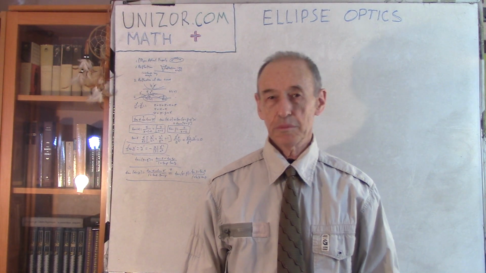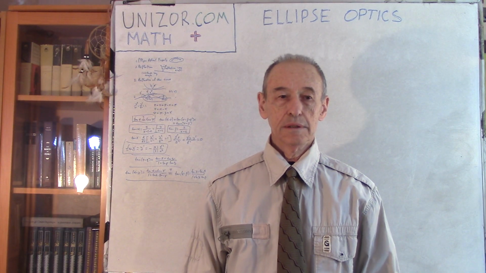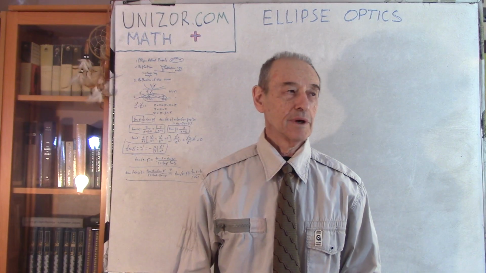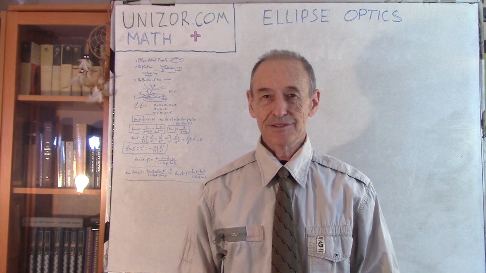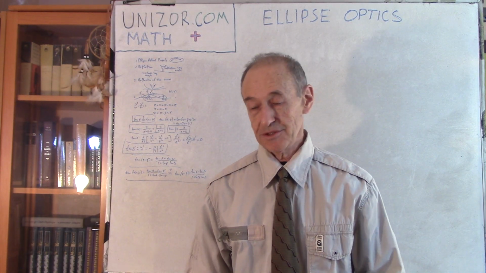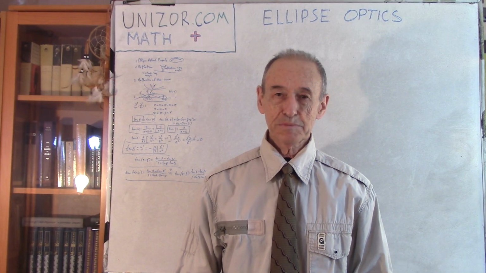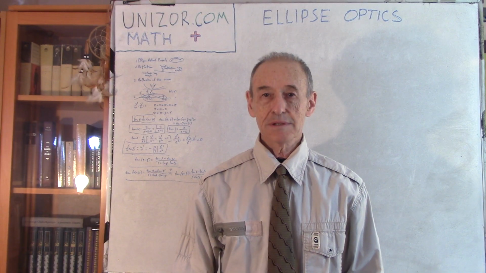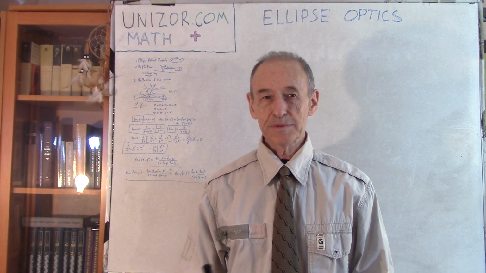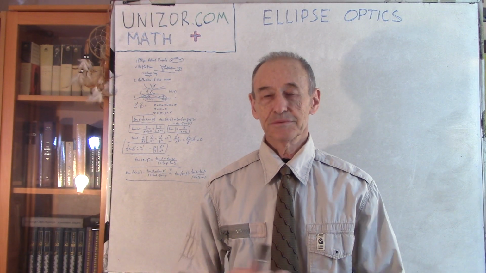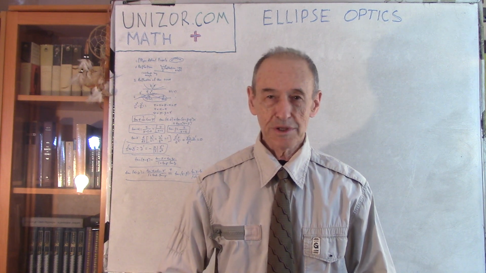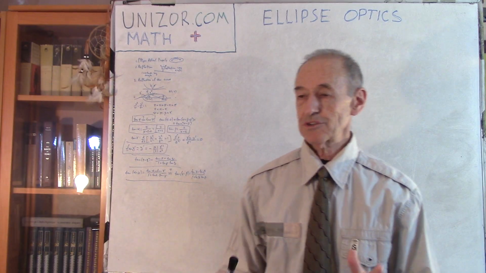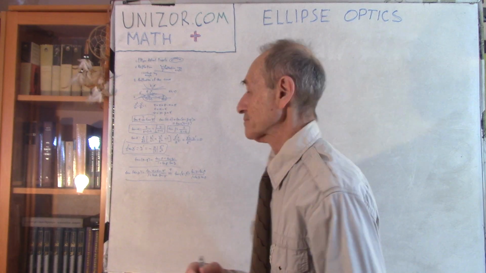We continue talking about ellipses, and today's topic is ellipse optics. Well, optics sounds like a topic from physics, and it is actually, but in this particular case we will concentrate on mathematical aspects of the ellipse, which you can relate to optics because it's about reflection. So what I actually mean is the following.